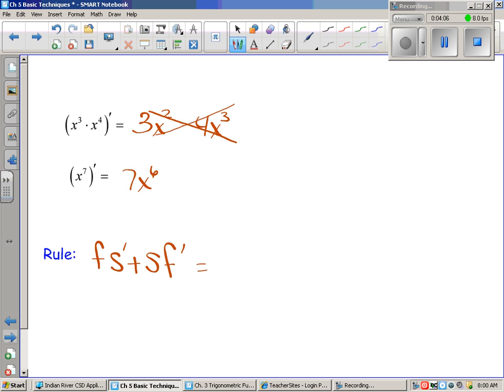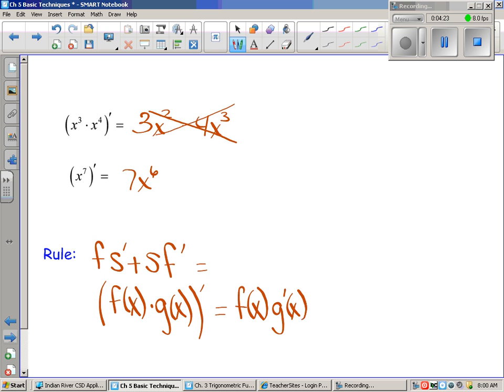In terms of f of x and g of x, let's say we have f of x times g of x, and I want its derivative. If I want the derivative of that, then what it would be is the first function stays the same times the derivative of the second plus the second function times the derivative of the first. Now let's come back to this example that's up here and see if it works.